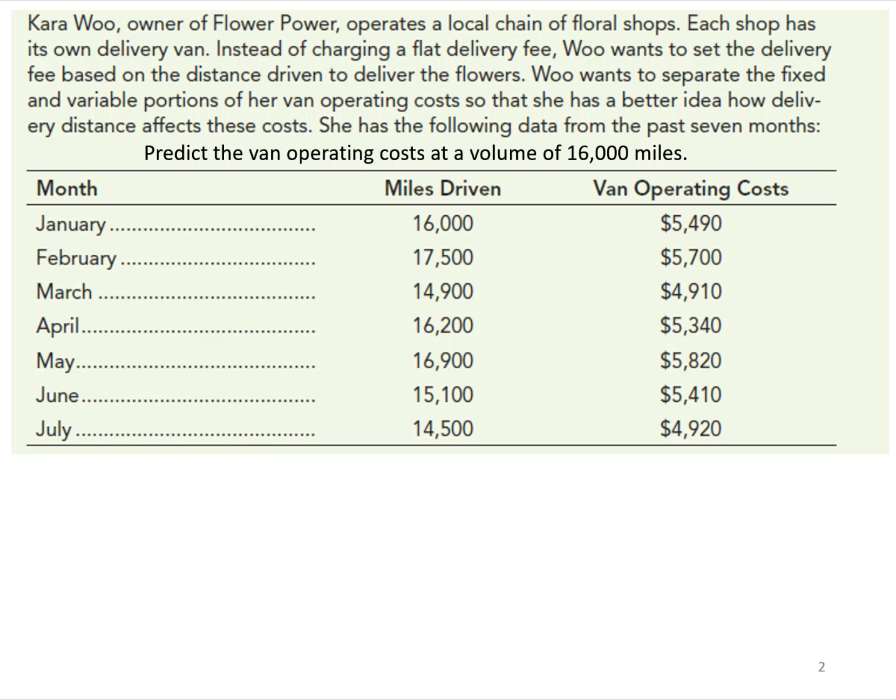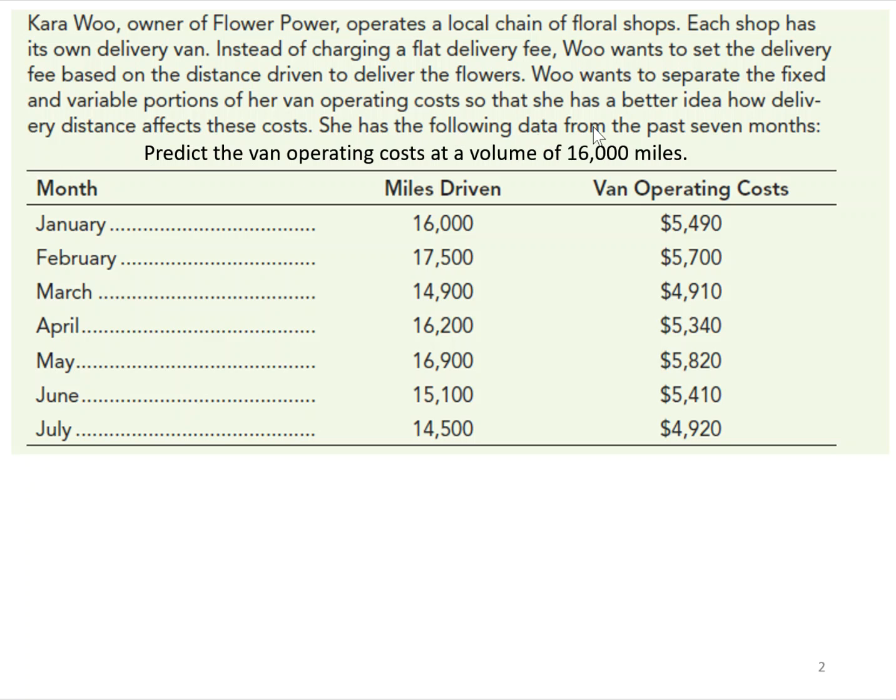Okay, so we've got a problem here, and it's going to ask us to use the high-low method to solve. Kara Wu, owner of Flower Power, operates a local chain of floral shops. Each shop has its own delivery van. Instead of charging a flat delivery fee, Wu wants to set up the delivery fee based on the distance driven to deliver the flowers. Wu wants to separate the fixed and variable portions of her van operating costs so that she has a better idea how delivery distance affects these costs.